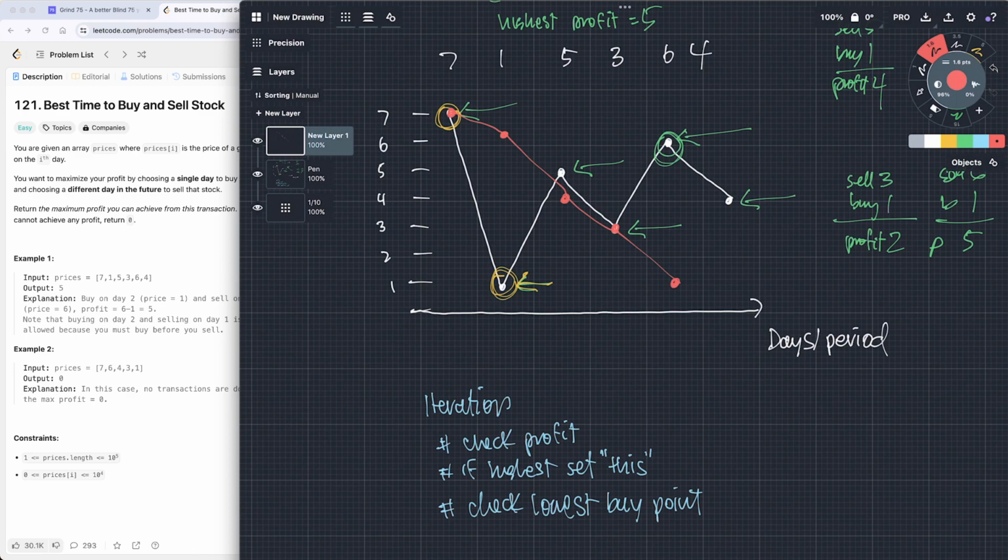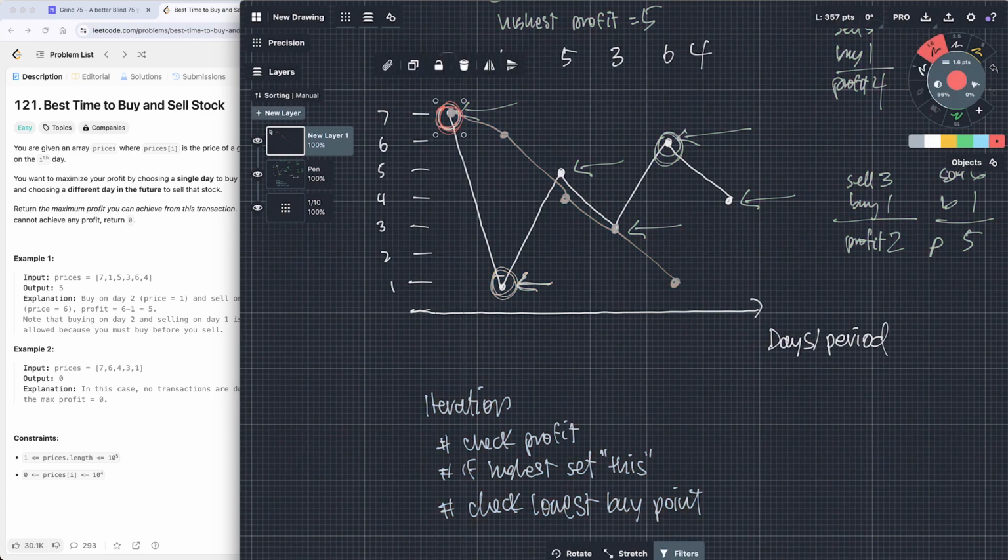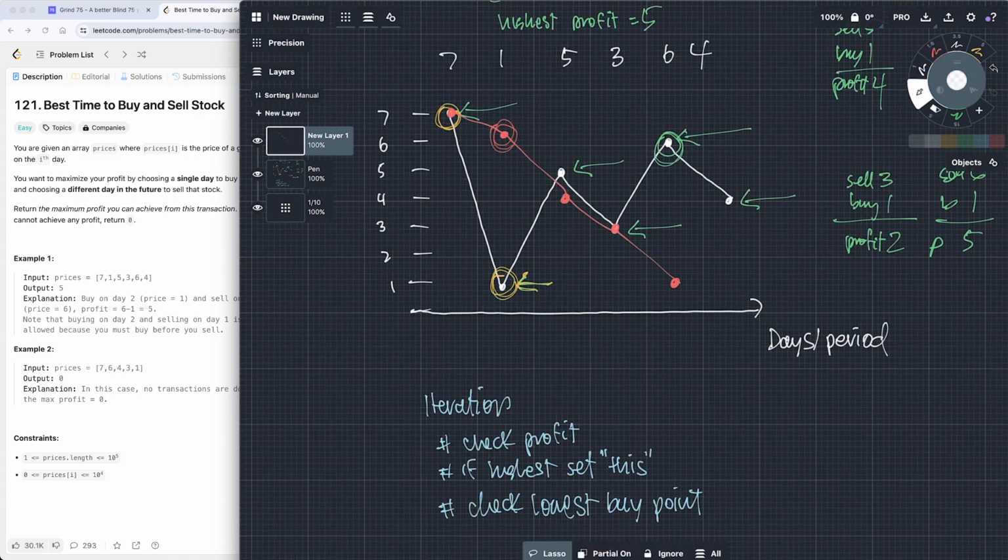So in this iteration, we check the profit. It would be empty for the first one, but we first get to the 7, and 7's lower than nothing. So that's our new lowest. We move to the 6. 6 is now our new lowest.